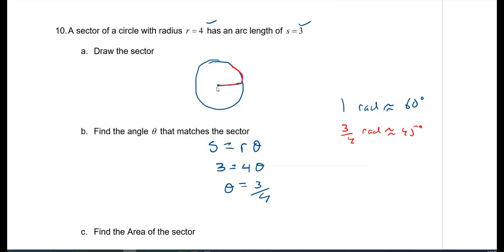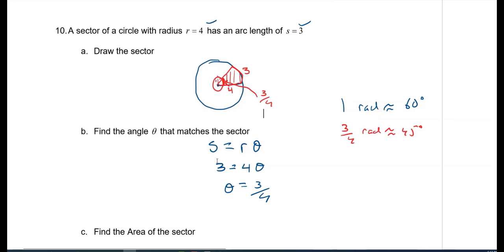So obviously I can't expect you to be precise about this, but it should look roughly like that. In other words, that's more or less what the sector looks like. This is the radius 4 here. This is the arc length 3. And now we know that if you go onto the unit circle in here, this arc length right here on the unit circle, if that's 1, this arc length here is 3/4. That's what the sector looks like.